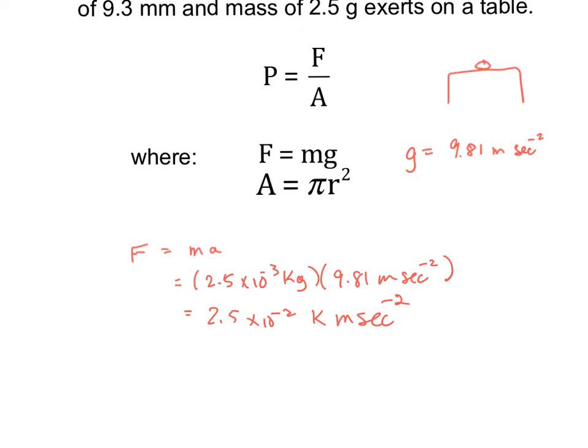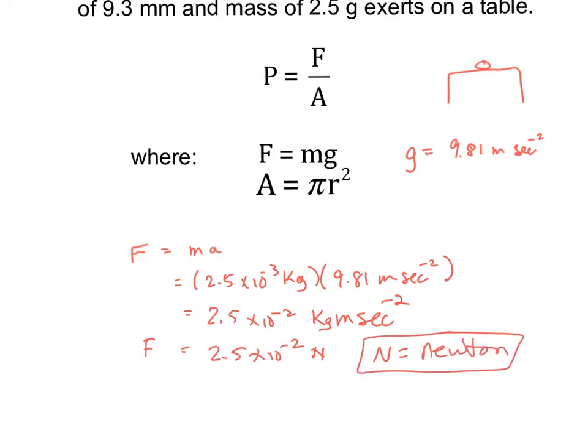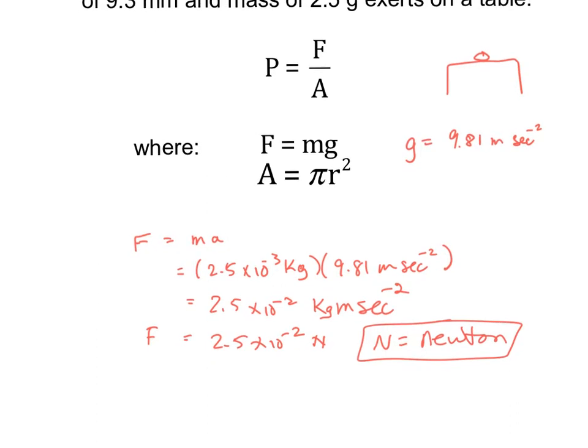And usually I ask in class, does anyone know what the unit kilogram meter per second squared is? And the answer is going to be Newton. Newton is the SI unit for force. All right, so then that's the force, that's the numerator in that expression for pressure.